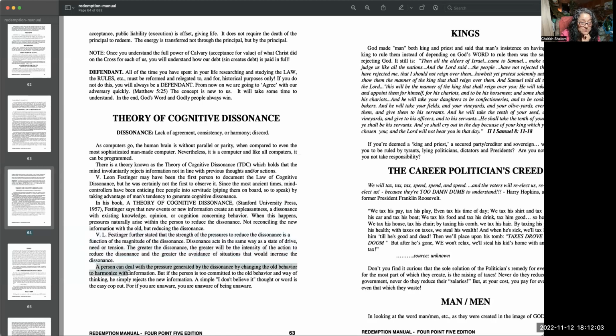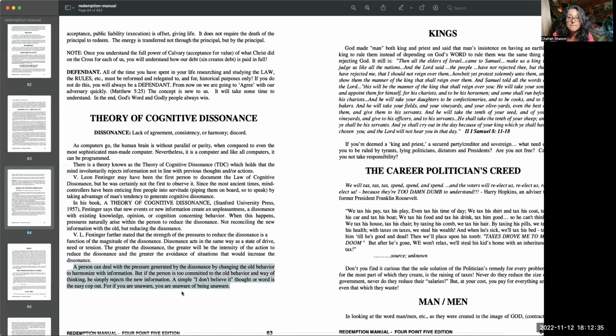A person can deal with pressure generated by the dissonance by changing the old behavior to harmonize with information. But if the person is too committed to the old behavior and the way of thinking, he simply rejects the new information. A simple "I don't believe it" thought or word is the easy cop-out. For if you are unaware, you are unaware of being unaware. Okay.